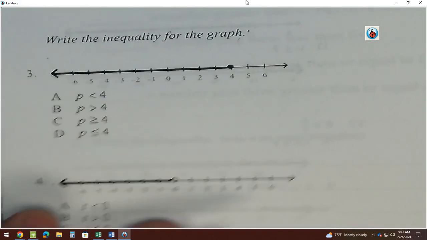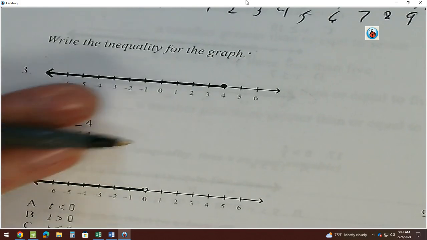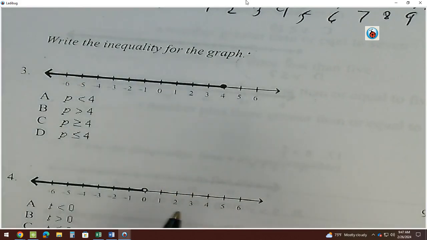Number 3. Don't look at the choices. We're going to look at the graphing. Okay?